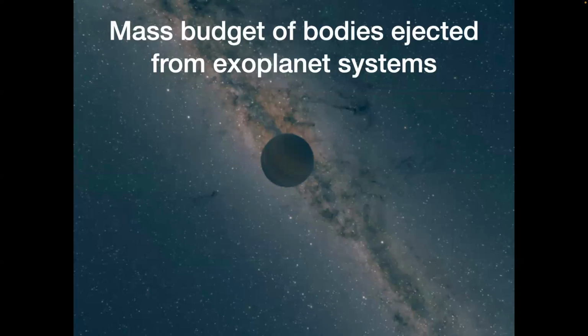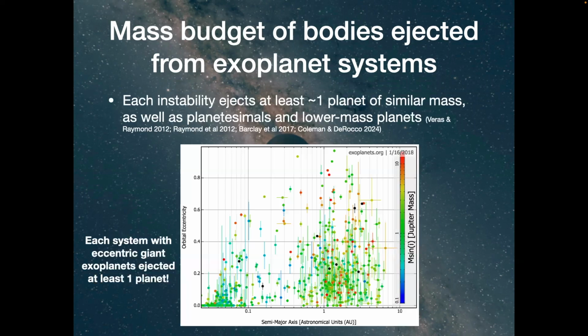And in terms of the mass budget of bodies ejected from exoplanet systems, like I said, each instability usually ejects at least 1 planet of similar mass, and then a bunch of lower mass stuff like planetesimals and lower mass planets as well. And so it's interesting to look at every one of these dots, especially the ones at high eccentricity. Each one of those is ejecting some planet to get to where it's at right now, right? So in the full story, you don't become a very eccentric planet without having ejected something in the process.